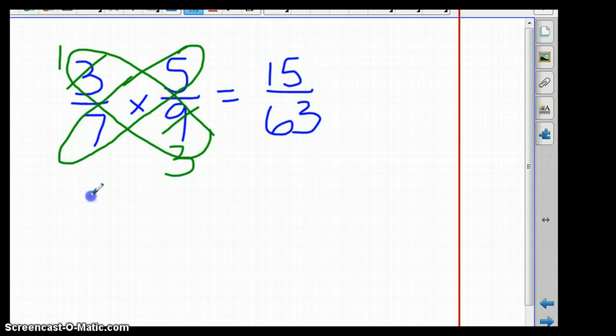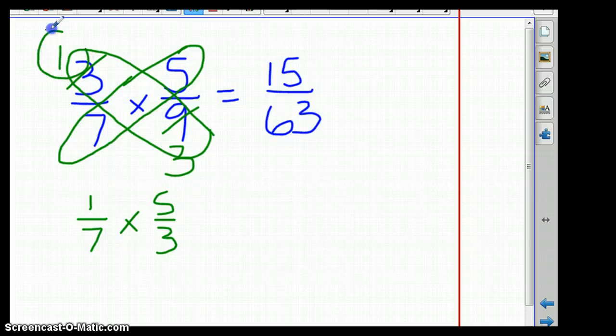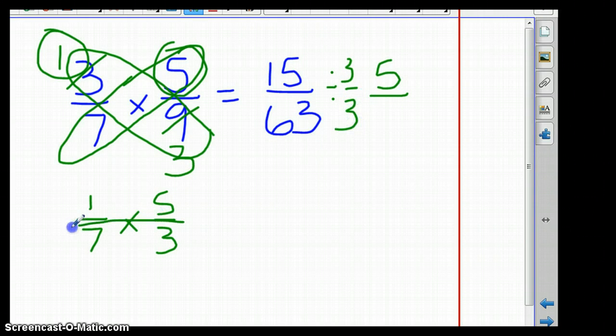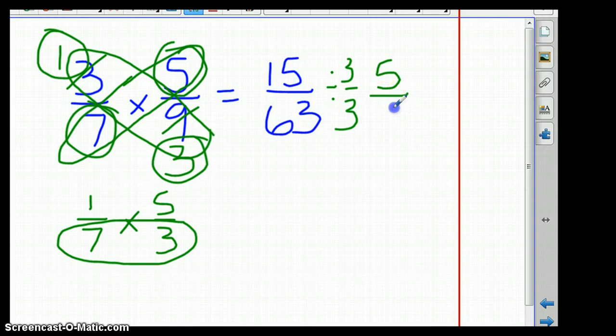Well, now my new problem is really 1/7 times 5/3 because of my cross-canceling. Just in case you couldn't read it, you don't have to rewrite it. I have 1 times 5, which is going to be 5, which is what I would have gotten had I divided by 3 here to simplify. And I can see here that 7 times 3 is going to be 21, which is what 63 divided by 3 is equal to.